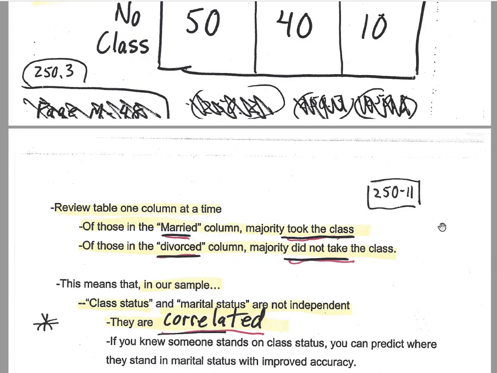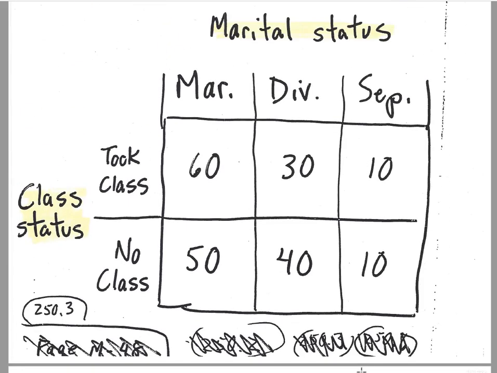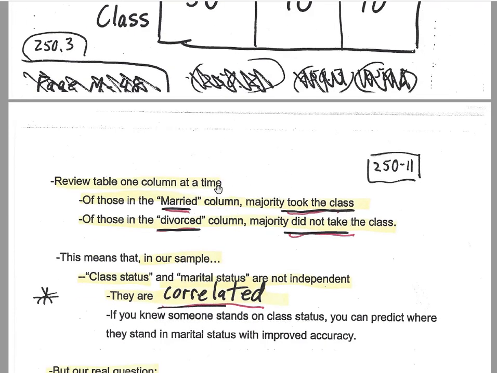So going back to page 250-11. In summary, just this superficial review of our table seems to suggest that in this sample, class status and marital status are not independent. In this sample, the two variables seem to be correlated. If you know where somebody stands on class status, you can predict where they probably stand on marital status with some improved accuracy. In other words, there's a little bit of a trend. If we know somebody is still married today, we can predict most likely they took the class 10 years ago. That's what I mean when I say these two variables seem to be correlated in this sample.